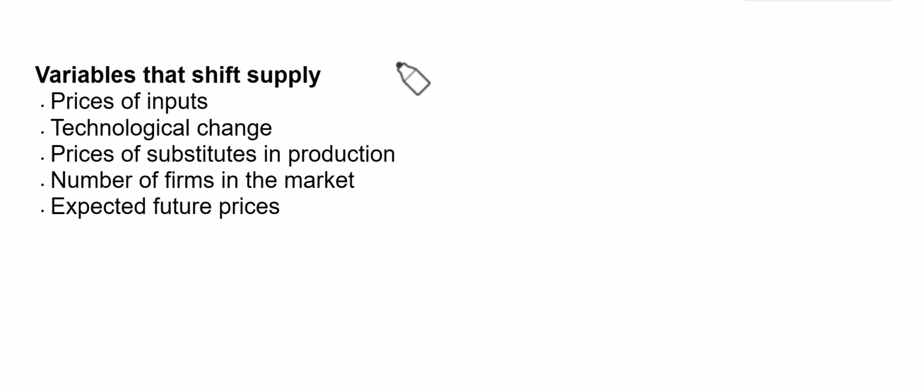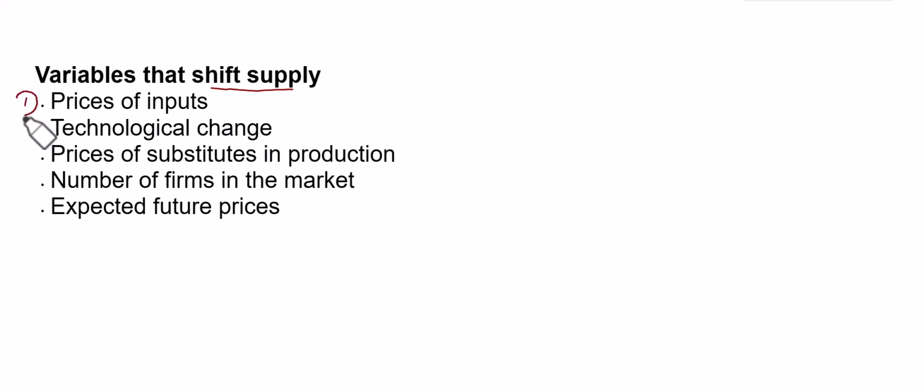In our today lecture, we are going to discuss what are the factors that shift the supply curve. Basically, in our previous lecture, we have discussed movement, shifting, extension, contraction, rise and fall of supply. In our today lecture, we are going to discuss what are the factors that shift the supply curve. So basically, there are five major factors which shift the supply curve.